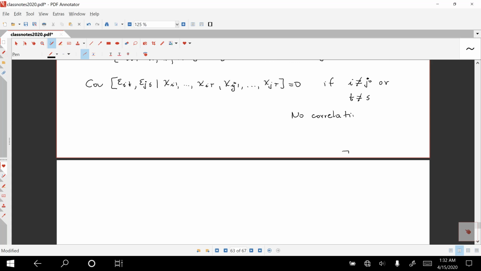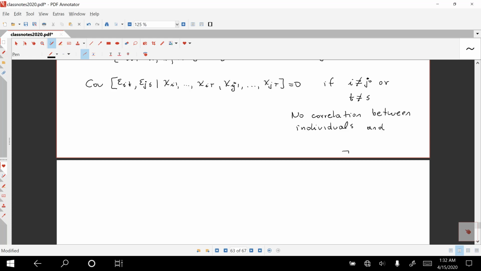No correlation between individuals. Okay, so that's for i different than j. So if we have observations of different individuals, they are not correlated, the covariance is equal to 0.